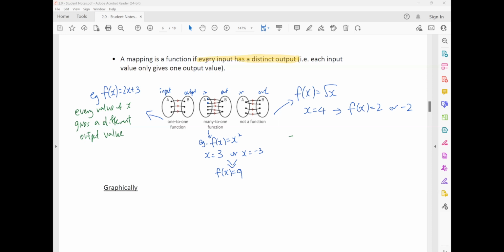A mapping function means every input has a distinct output. Think of it like a keyboard. Imagine you press a key, T. If you press T on the keyboard, it should type out the letter T. But imagine you press T, and it could give you either T or Y. Now, that's not a really good keyboard, is it?